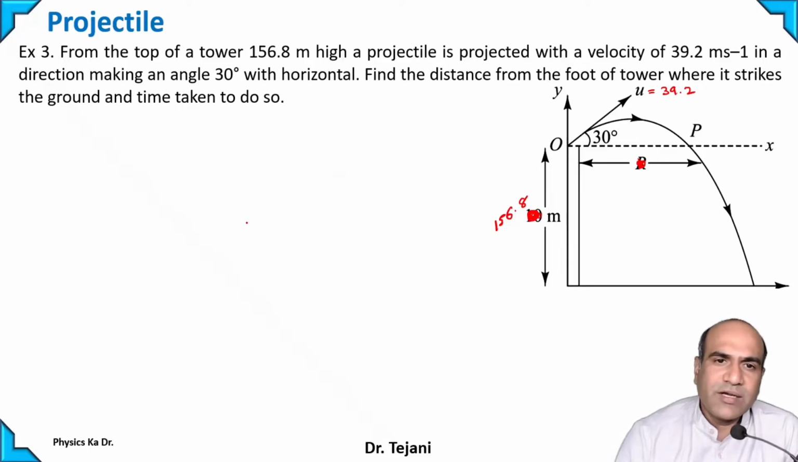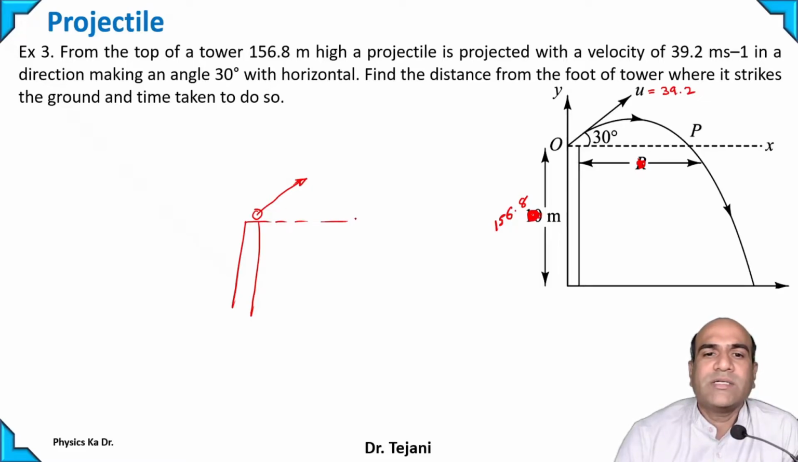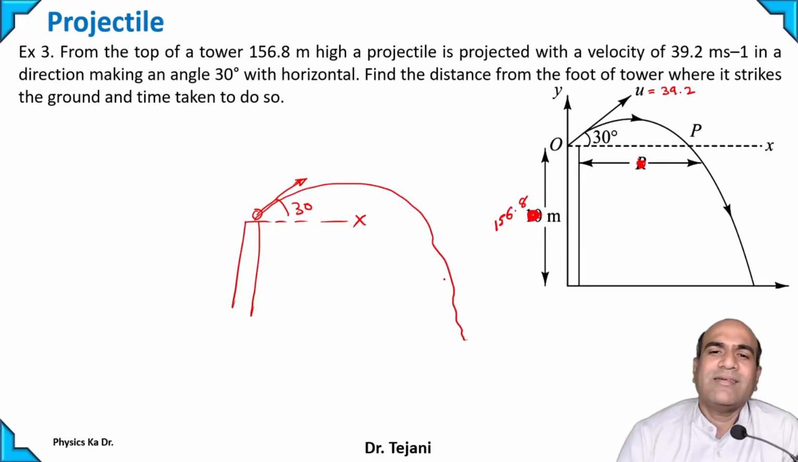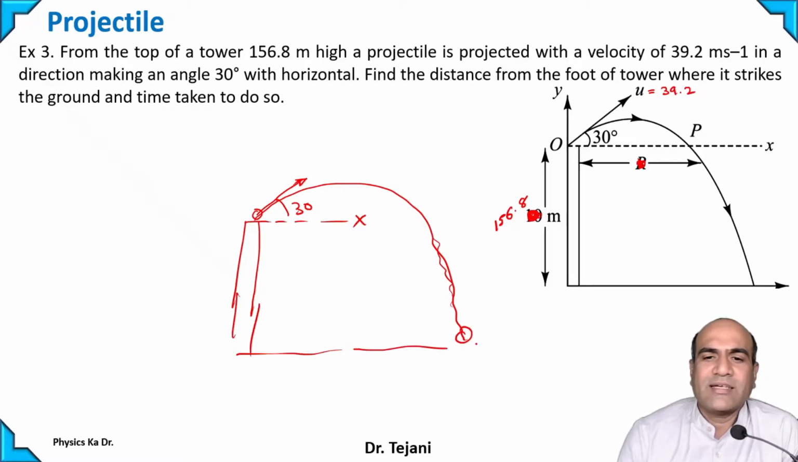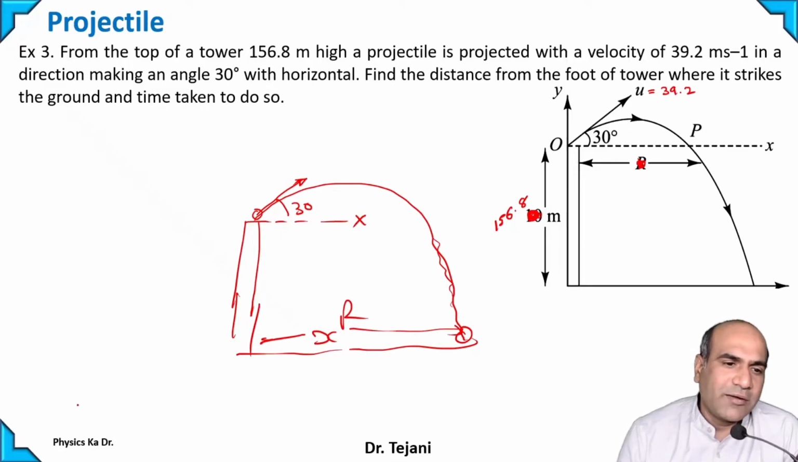See, here is a similar case. This is our building. From the top of the building, an object is thrown at an angle with the horizontal. This is the x direction, 30 degree. Find the distance from the foot of the tower where it strikes the ground, and the time taken to do so. So it is a similar case. The object is on the ground. It is the distance we need to find, or we can call it R.